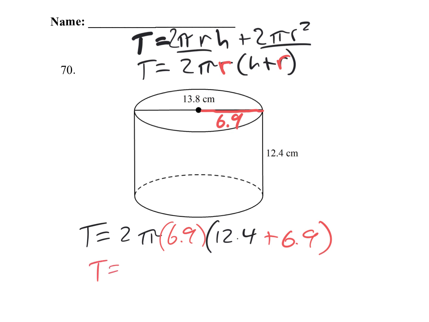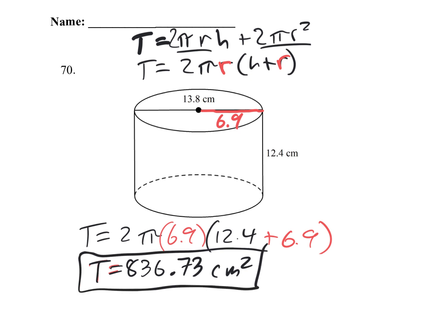Oh, let's go back to black. 836. I'm just going to do 2 decimal places, 0.73. All my units are centimeters, so my surface area must be centimeters squared. And that's it.